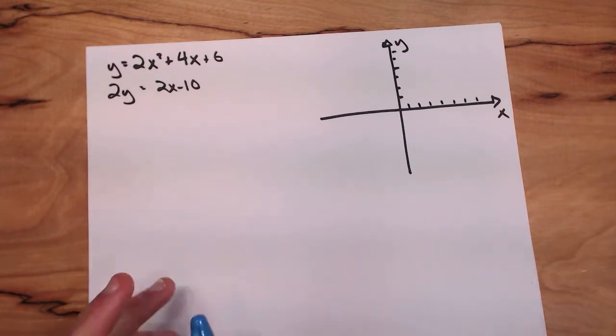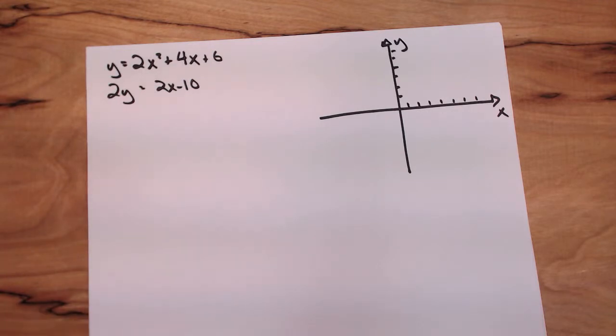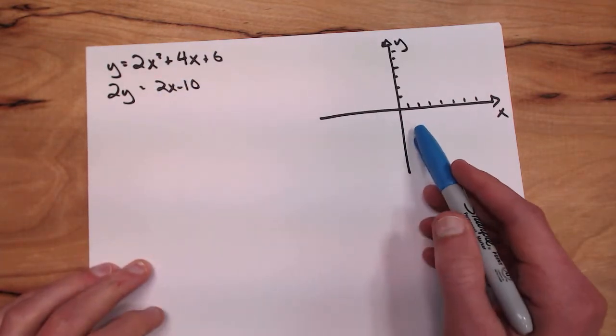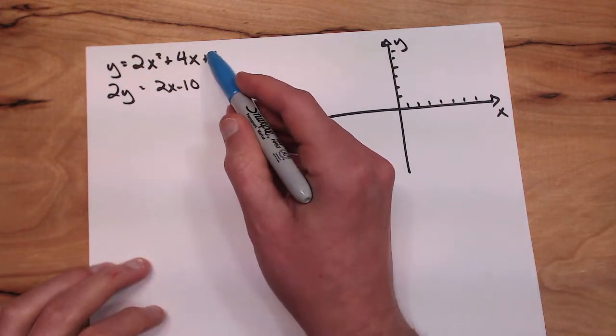Okay, so here we have two equations, and we're going to try to find the solutions to this system. And remember that the solutions to a system, graphically, what they mean, it's where these two functions intersect. Alright, and let's have a look at these.